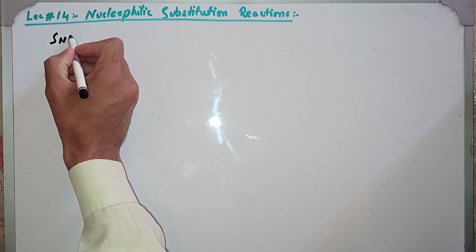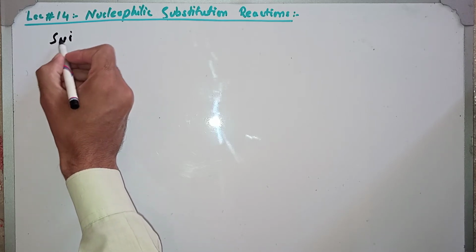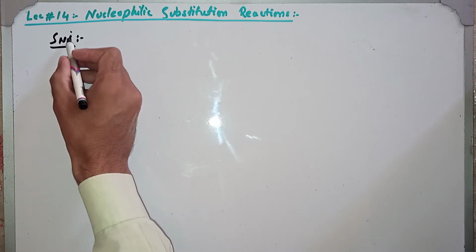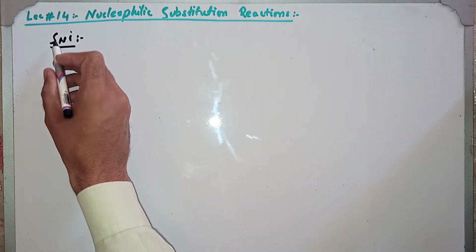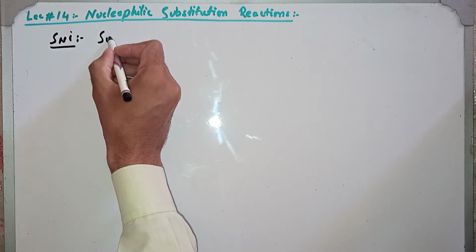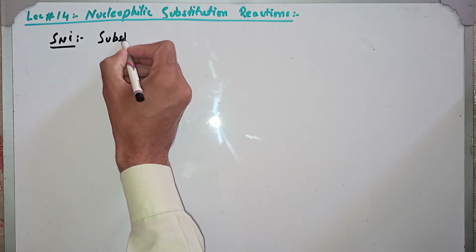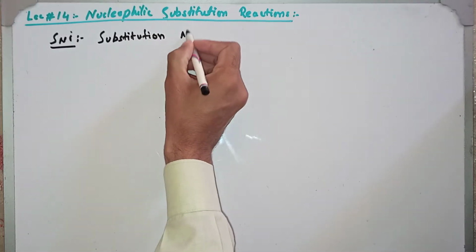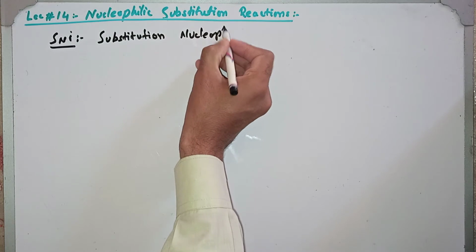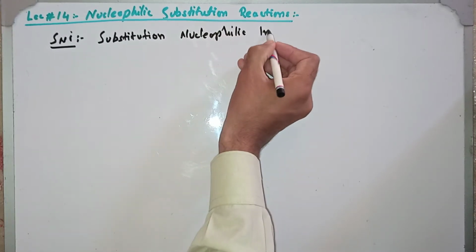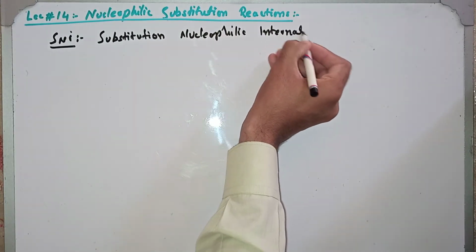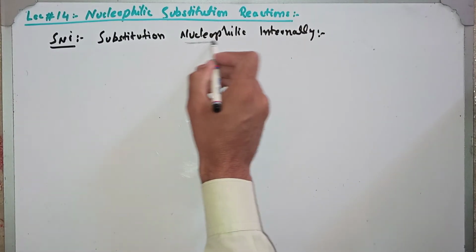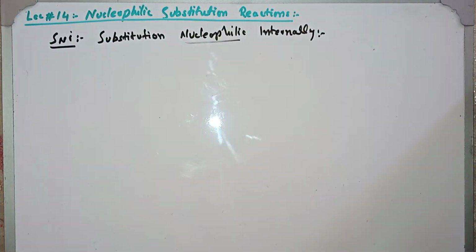What is meant by the SNi mechanism? SNi stands for: S stands for substitution, N stands for nucleophilic, and i stands for internal. So SNi stands for substitution nucleophilic internal. What does this mean? It means that an internal nucleophile will be used in this substitution reaction.